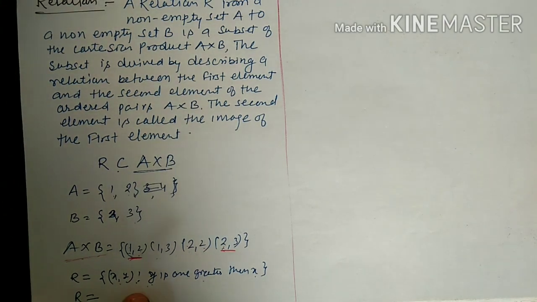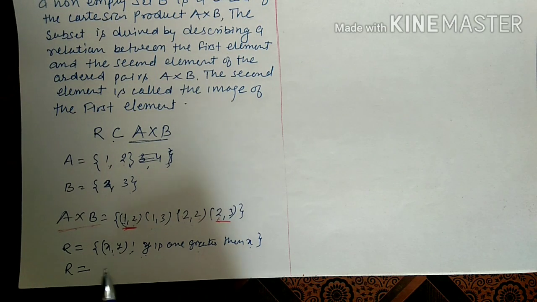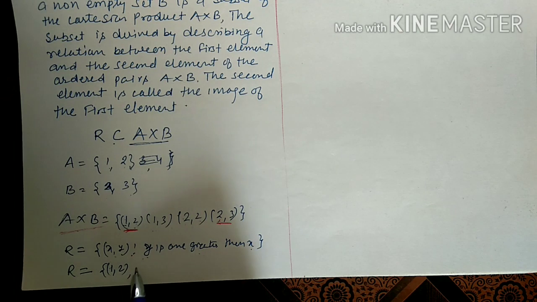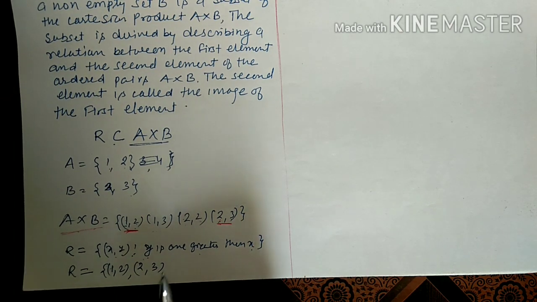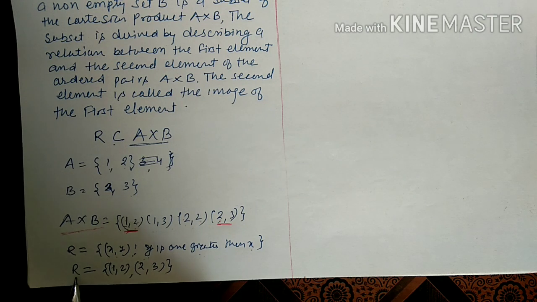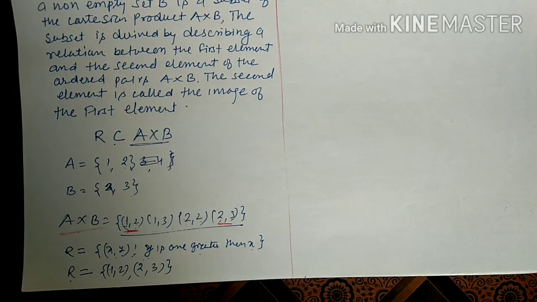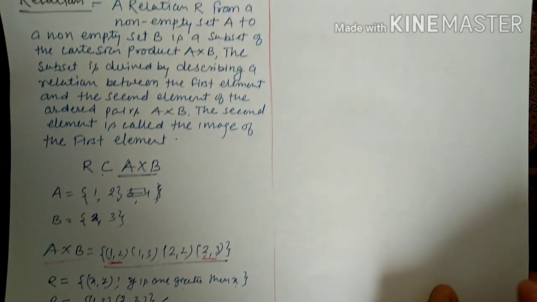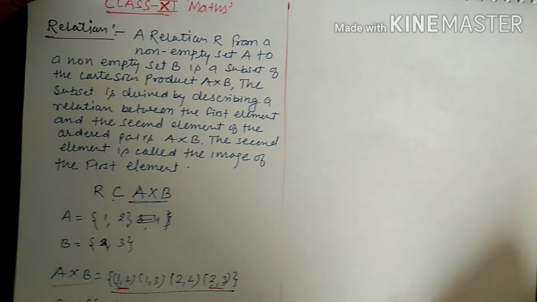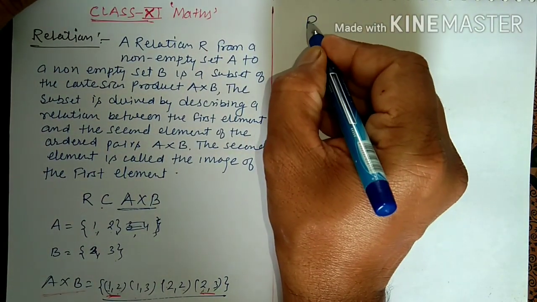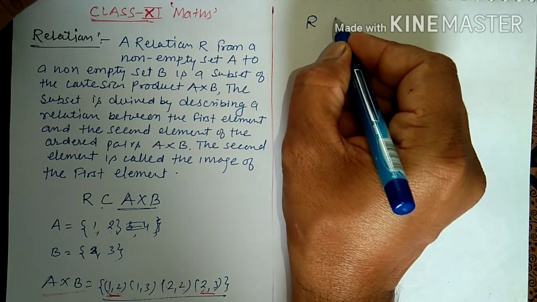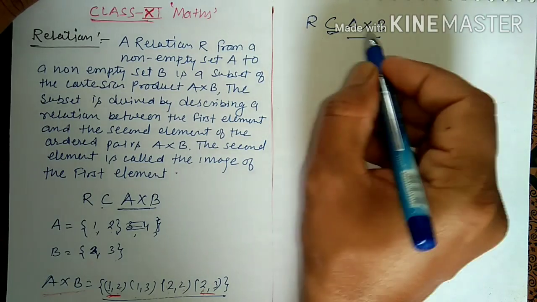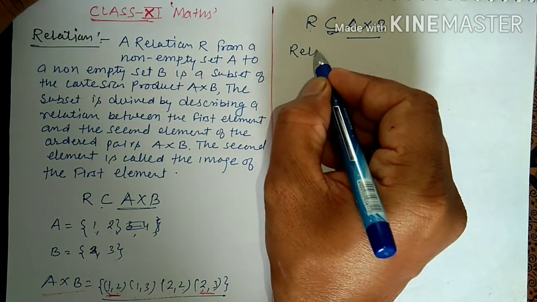R is equal to {(1,2) and (2,3)}. Clear? So this R is a subset of this Cartesian product. This R that you have got is a subset of this Cartesian product. So we can say R is a subset of A cross B. Clear? So this R is called a relation.